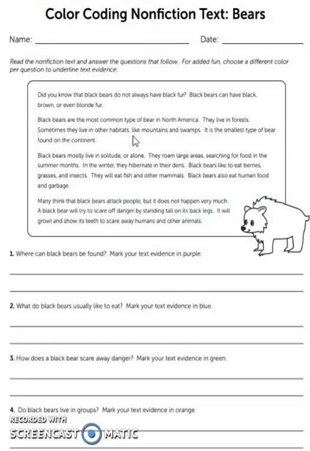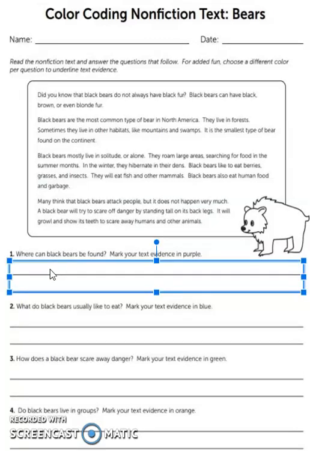So I'm going to reread this whole paragraph. It says black bears are the most common type of bear in North America. They live in forests. Sometimes they live in other habitats like mountains and swamps. It is the smallest type of bear that they can find on the continent. So I know for a fact based on paragraph 2 that black bears are common in North America and they can live in forests and mountains and swamps too. I'm going to type that out, and I'm going to make sure I use a full sentence, because otherwise Miss Greeson loses hair if you give me non-complete sentences. Black bears are found in North America. They can be found in forest, mountains, or swamps. I've written my answer in a complete sentence, and I've actually used 2 sentences, which is okay, you can do that. So let's keep on going.